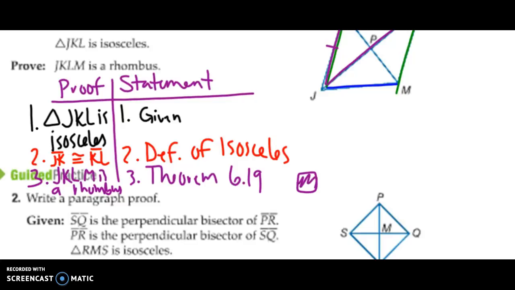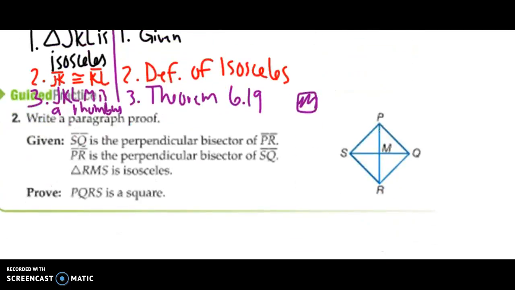So not too bad, okay? Told us it's a parallelogram, that's good to know. Told us we have an isosceles triangle, which means that the two sides are congruent, and if two consecutive sides are congruent, then it's obviously a rhombus. Here's a guided practice problem right here. It says to write a paragraph proof. You could do the same if you'd like.